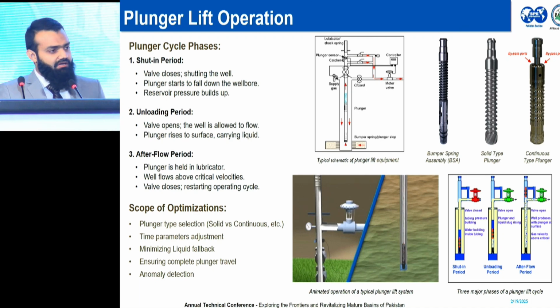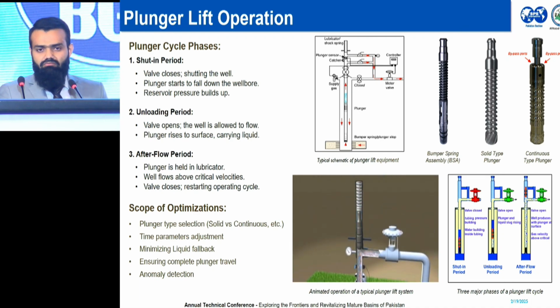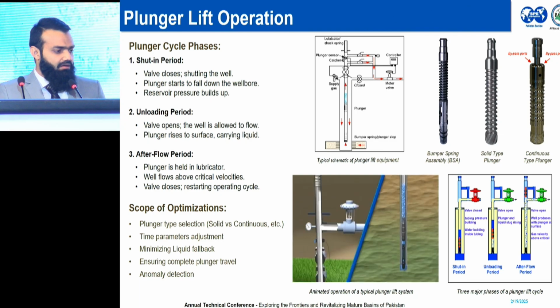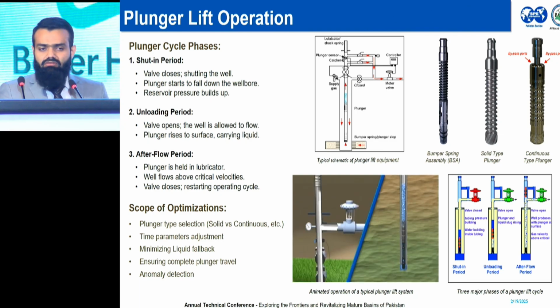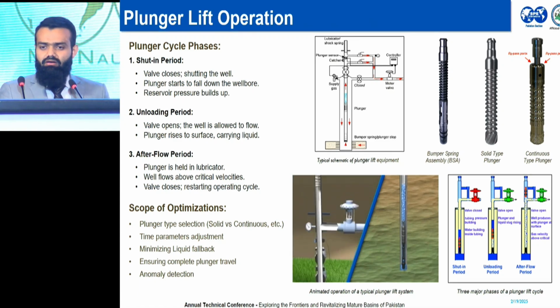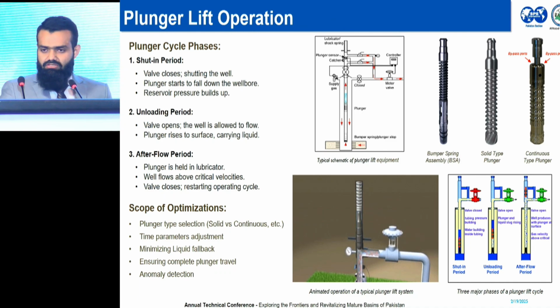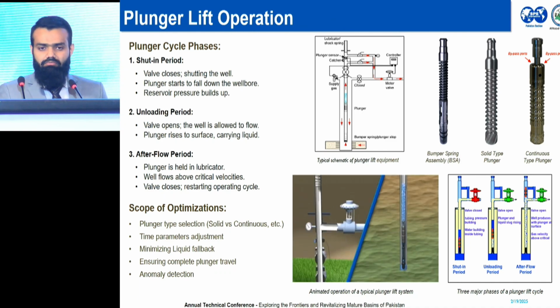We can categorize the types of plunger into two broad categories: a slow-moving solid type plunger, and fast-moving continuous or bypass type plungers. The bypass type plungers have a few ports that run through the entire length of the plunger, and these ports allow the gas to escape through them when the plunger is falling. This allows the plunger to fall much faster than the solid type plungers.